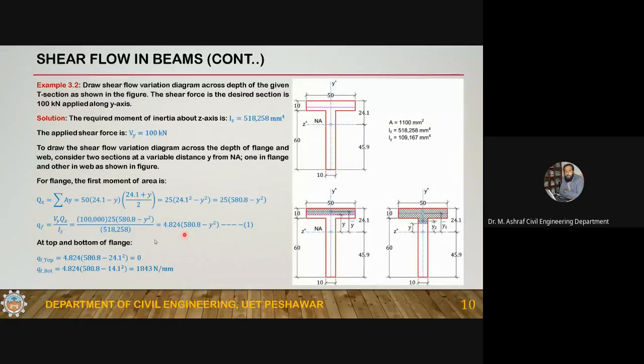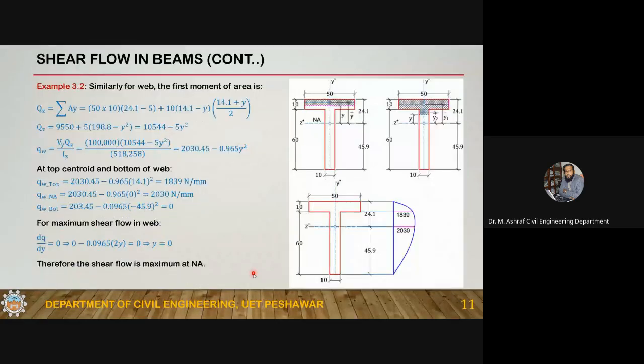Okay, so here we got this one, and if you calculate, at the top we have 0, and at the bottom just plug in the value of y in this expression, so 1843 Newton per square millimeter. Now for the web, this is similar. We'll have to calculate the first moment of area, the same as the shear stress formulation. Qz is this one, so just plug in the value and you will get this expression, at different locations: Q at top, at neutral axis, at bottom.